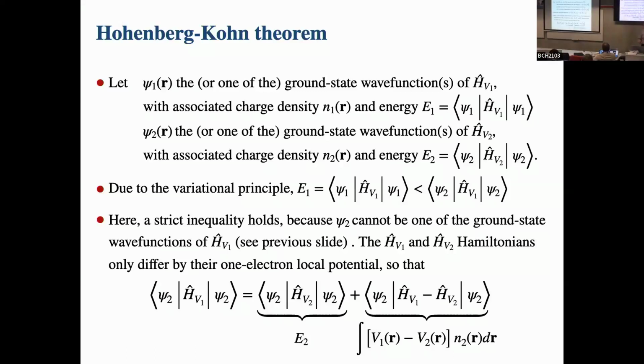Because of the variational principle, we have that E1, which is psi1, HV1, psi1, is going to be the smallest value that you can get for whatever wave function that you put here when you take HV1. And E2, which is this one, is going to be the smallest value that you can get for whatever wave function you put here.